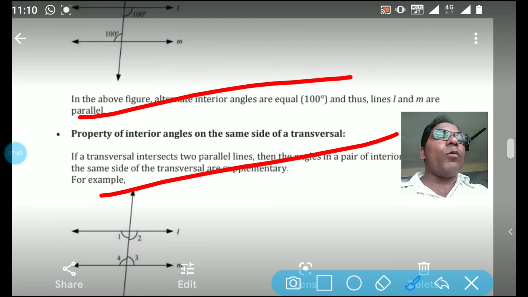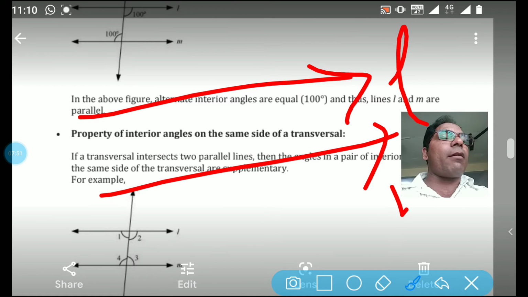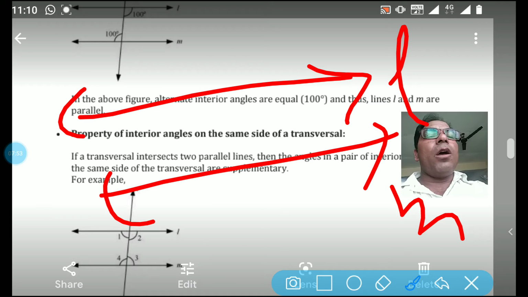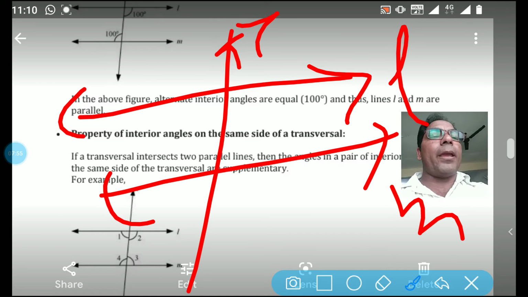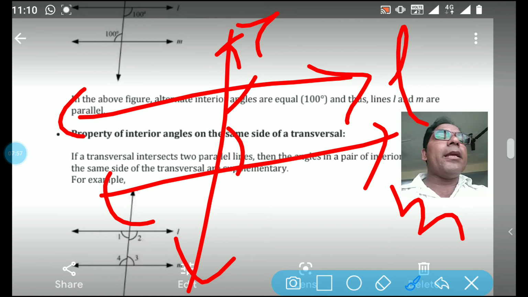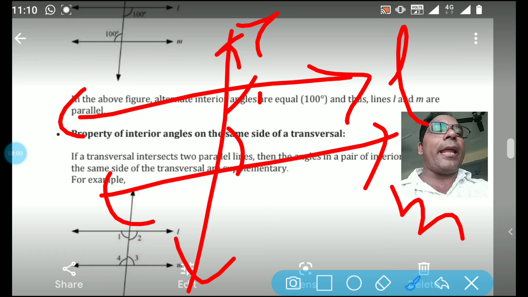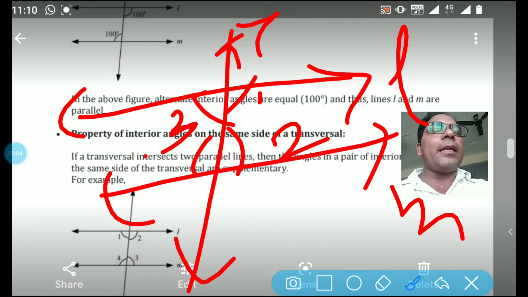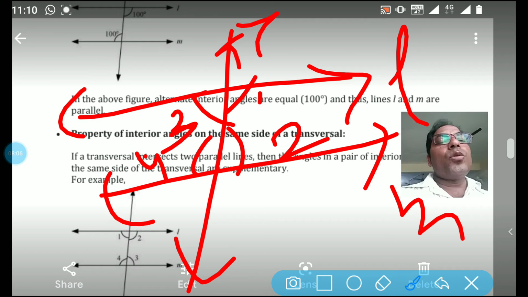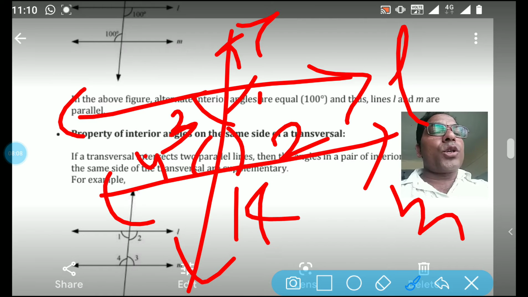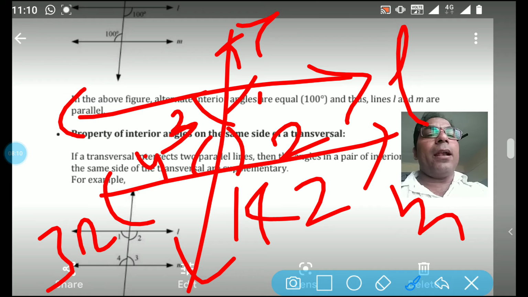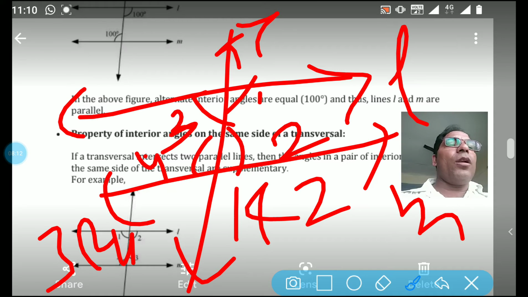See, these are the lines. Once again I am saying, these lines right now are not parallel, but one transversal line is there. These angles are interior angles on the same side: angle 1 and angle 2, and angle 3 and angle 4. Angles 1 and 2 are same side angles, and 3 and 4 also are interior angles on the same side of a transversal.